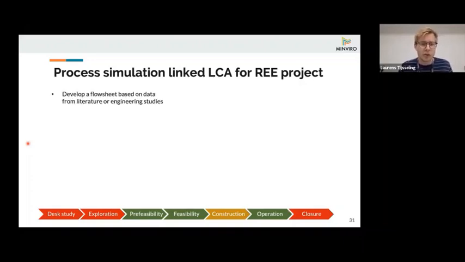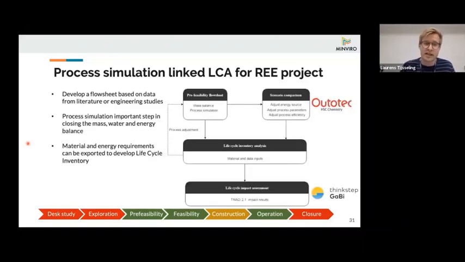So normally in your pre-feasibility stage, you have a flow sheet that's based on data from either literature or from your engineering studies. And you can combine this with process simulation software to obtain a closed mass balance, which will give you the masses moving around in your system, the water and energy inputs. And then you can very easily export this data and in this way obtain your life cycle inventory.